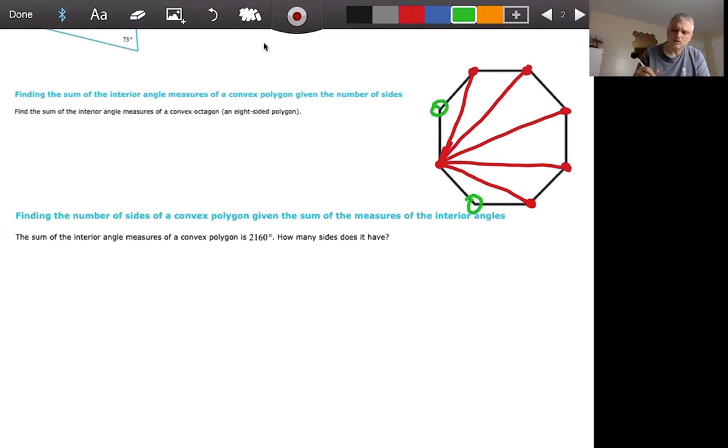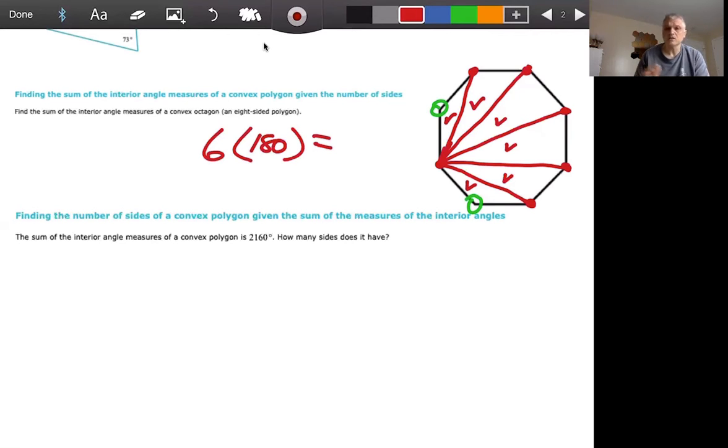As a result, how many triangles do we have? We have 1, 2, 3, 4, 5, 6 triangles. Triangles have how many degrees in their interior? We know it's 180. So this particular figure has 6 times 180 degrees. And let's see, 600 plus 480, that would be 1,080 degrees.